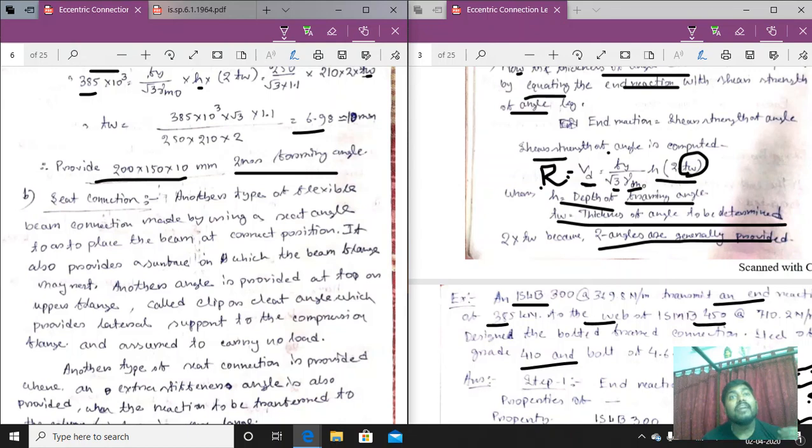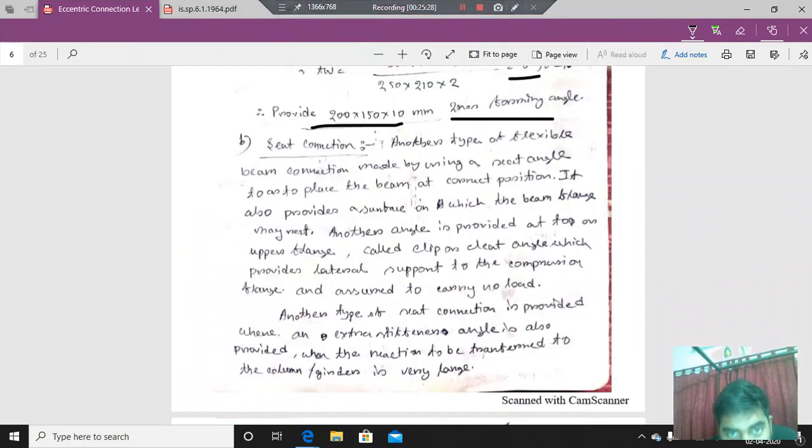Now coming to the next connection, that is the seat connection. What is a seat connection? Now we will discuss the seat connection. What is the meaning of seat?